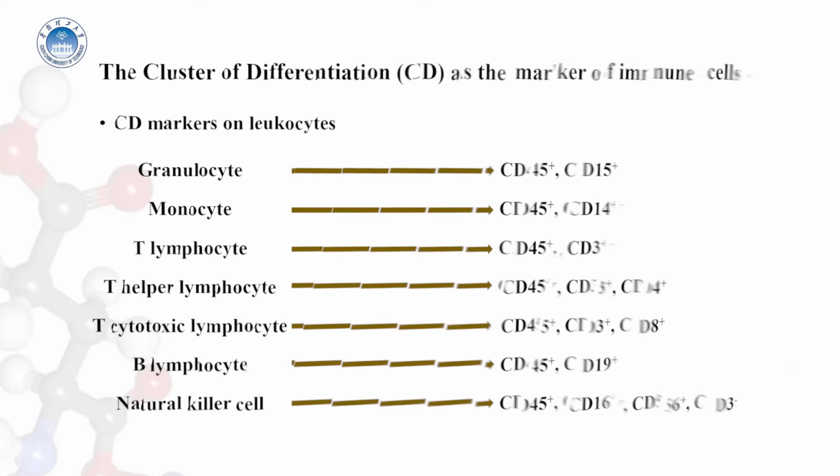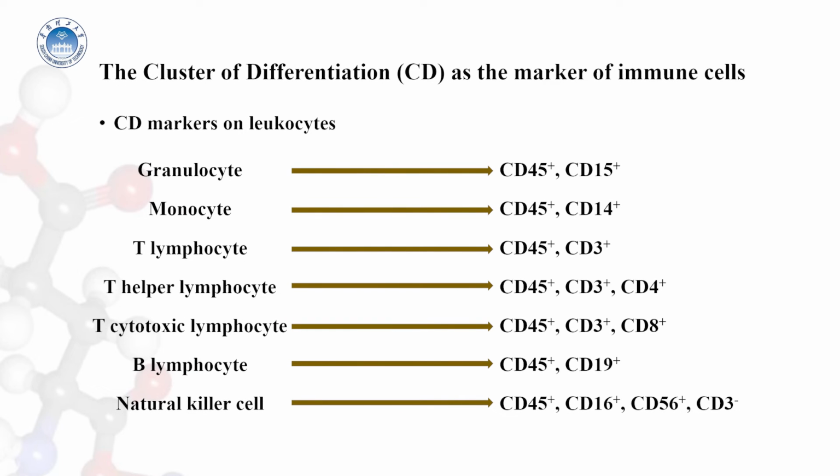This slide shows the CD markers on white blood cells. Granulocytes are CD45 and CD13 positive, and monocytes are CD45 positive and CD14 positive. T lymphocytes are CD45 positive and CD3 positive.